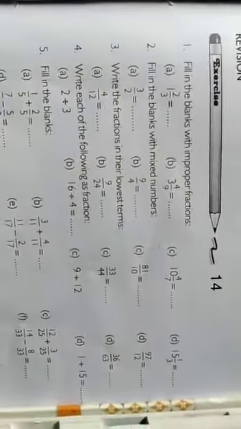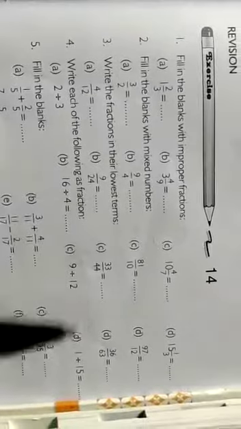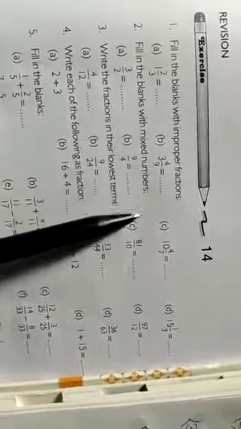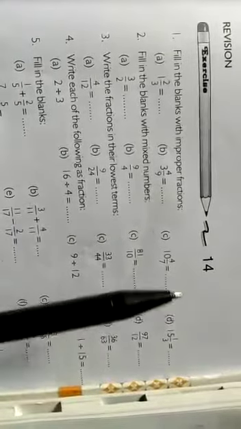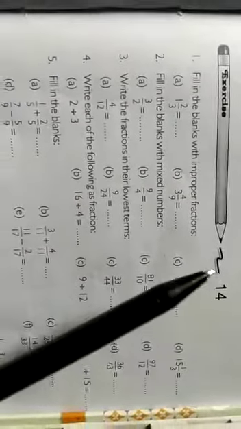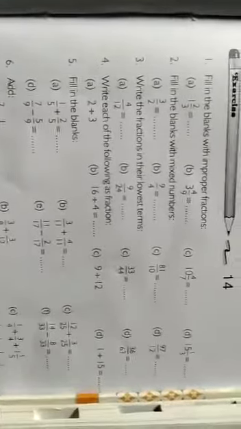Okay, next question number 2. Your question number 2 is fill in the blanks with mixed numbers. And students, one thing for you: in question number 1, parts B, C, D are all the same. Then you can do the B, C and D questions yourselves. I am going to solve one question from each, means 1, 2, 3, 4, 5, 6, 7 and 8.